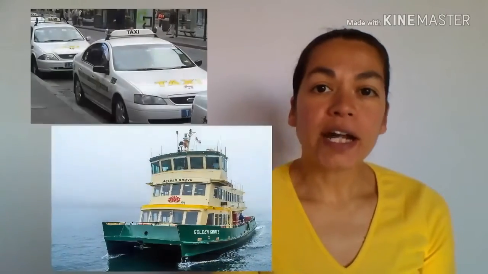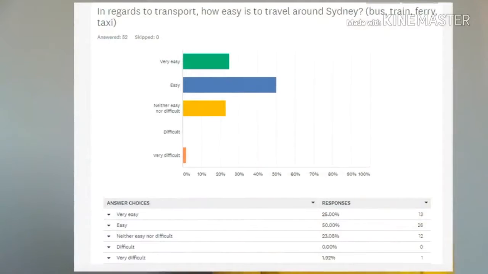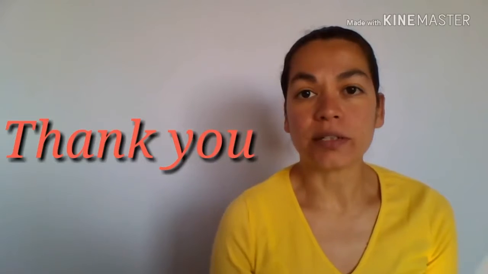The last data collected is about transport, which includes buses, trains, ferry, and taxi. Even though the answers were positive, we have here again an opportunity for the business to understand the customers, their needs and willingness to know the city from different points of view, which can help them to explore Sydney more easily.